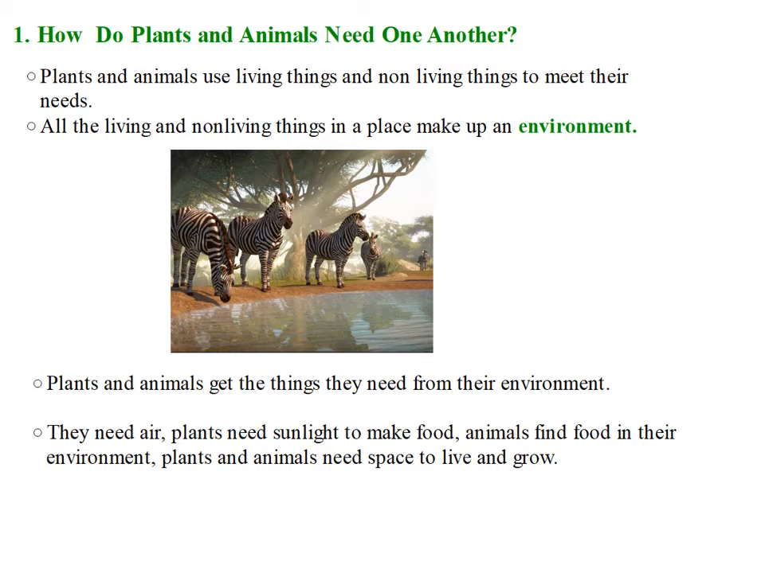So, for example, plants and animals need air. Plants need sunlight to make food. Animals find food in their environment. Plants and animals need space to live and grow. Animals find shelter in the environment where they live. So this is how animals and plants meet their needs in their environment.